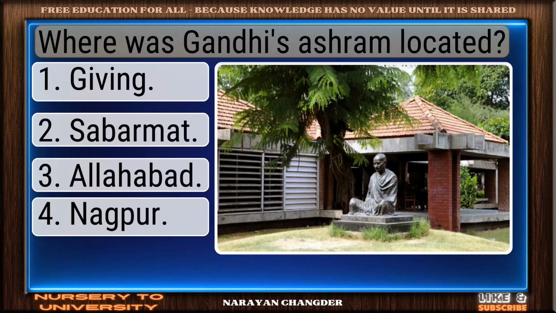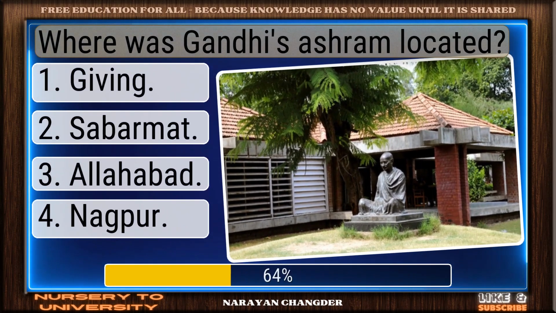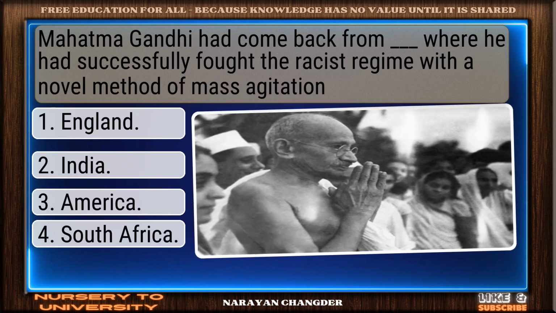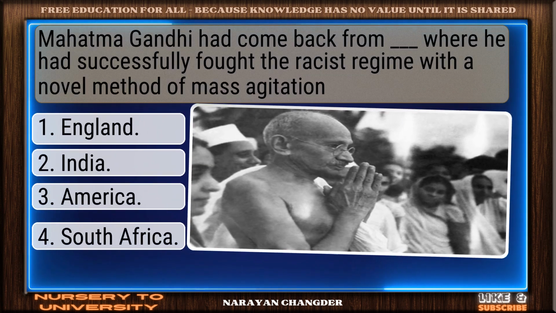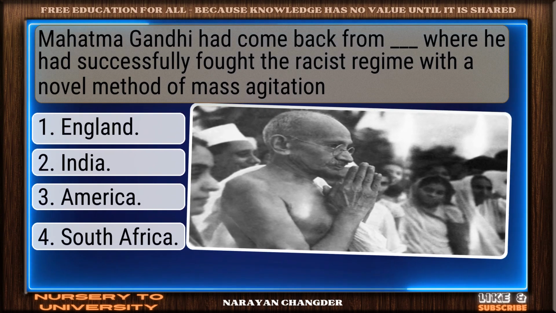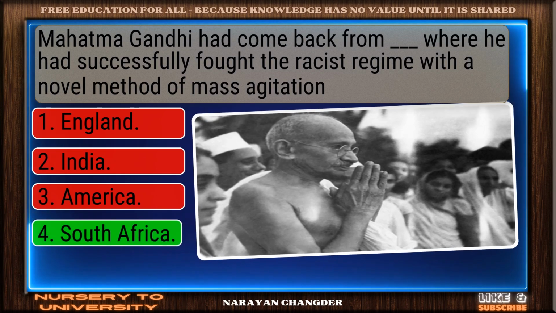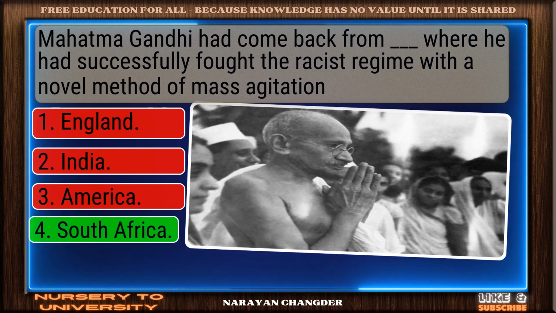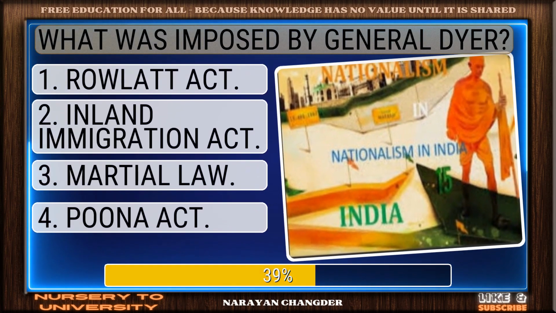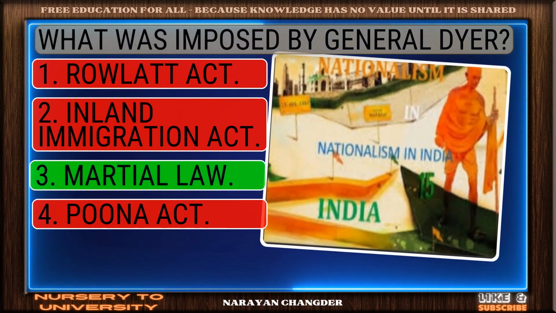Great thinking. Picketing is right. Where was Gandhi's ashram located? Sharp thinking. Sabarmati is right. Mahatma Gandhi had come back from South Africa, where he had successfully fought the racist regime with a novel method of mass agitation. You chose South Africa. Correct. What was imposed by General Dyer? Strong choice. Martial law is right.